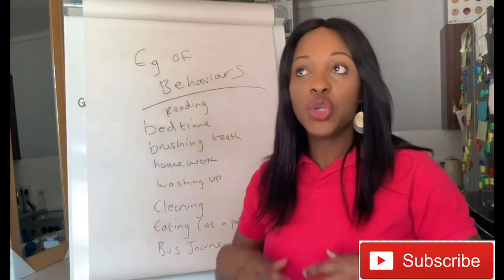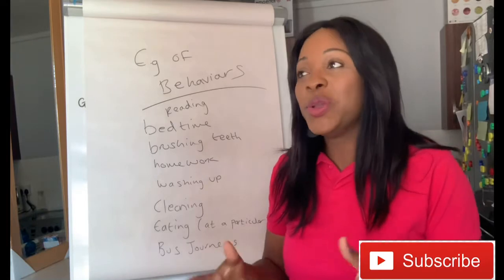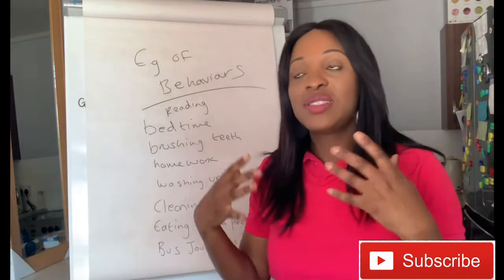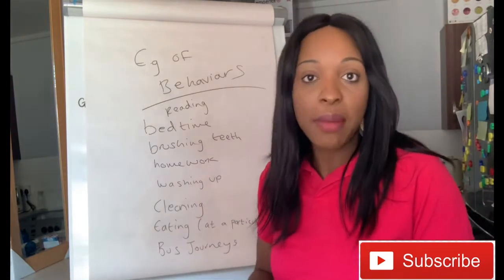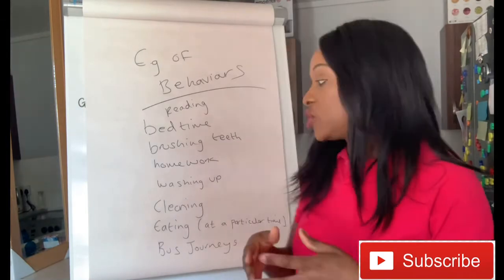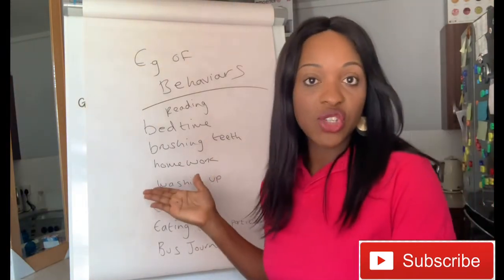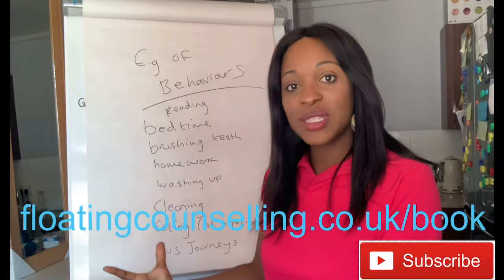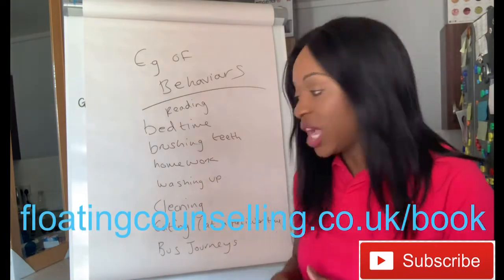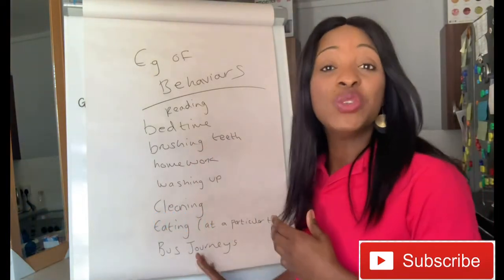There's some children who don't like eating. And the idea of just sitting at the table and just eating their meal, they find that very challenging. So you might want to use an attention chart to encourage them to sit at the table and eat their meal and finish. You might even want to use this on a bus journey.